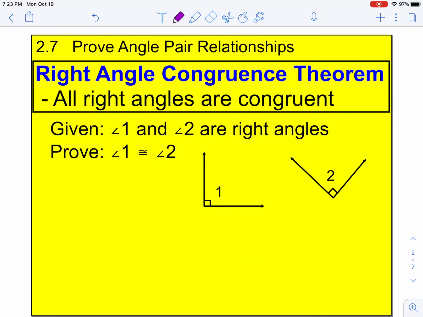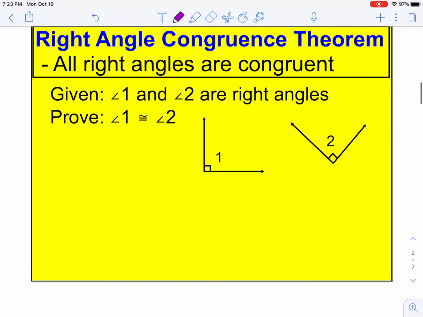The right angle congruence theorem says all right angles are congruent. Well, that makes perfect sense. Of course, they're all 90 degrees, so they're going to be congruent to each other. But we can actually prove this using a two-column proof.